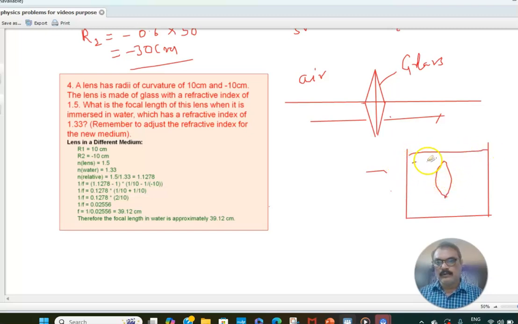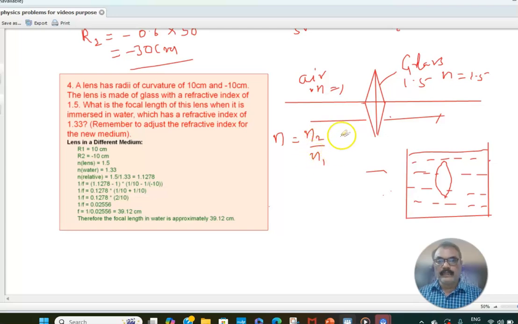This type of questions are going to come even in JEE exam. Refractive index will be increased or decreased. Very simple. Here air's refractive index is 1. Here glass is 1.5. So refractive index will become 1.5. Because refractive index's definition is N2 by N1, correct? So it will be 1.5 by 1. So that will become 1.5.